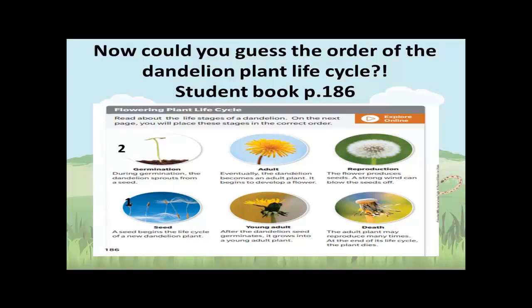Germination, excellent. The seed opens up and gives a small plant, and this is germination. After germination, young plant. The plant will grow. After germination, it will grow into a young adult plant, and then adult. After it becomes an adult, it reproduces, and after reproduction, it will eventually die.